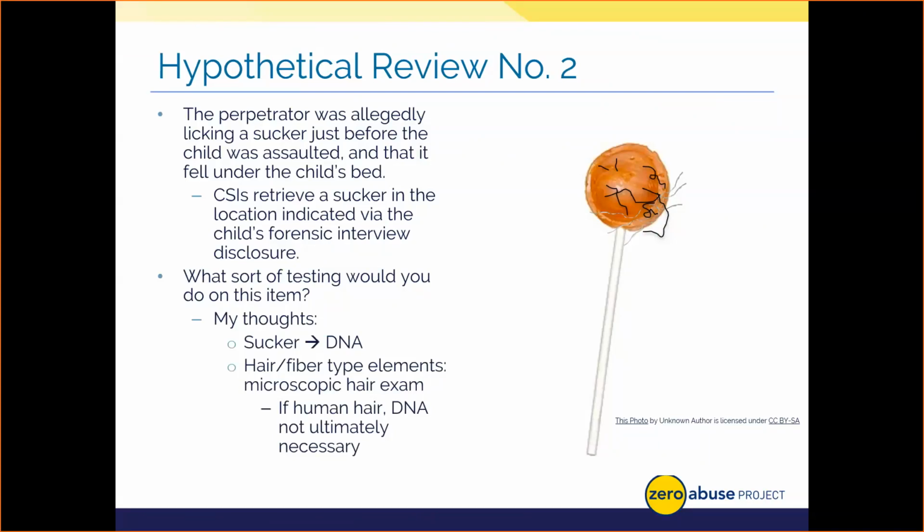Now, this sucker is corroborative evidence, but it's really up to your discretion whether you need both the sucker and the sexual assault evidence, or if having both items might simply be too much for your jurors and could confound or otherwise muddle the case. All this under consideration, and all this to say, right?